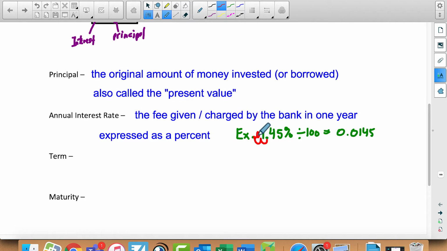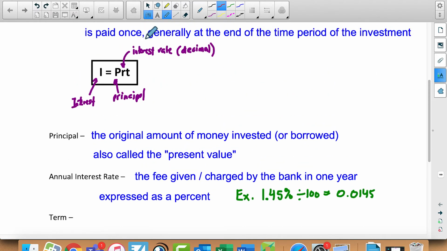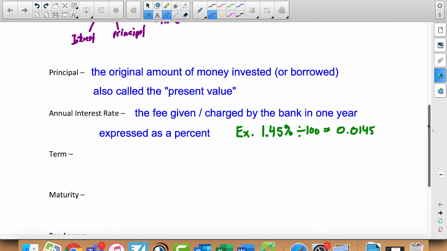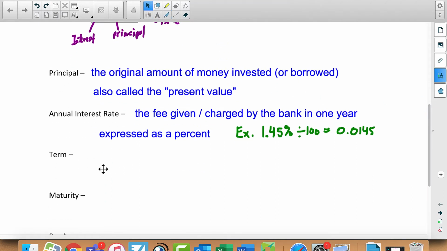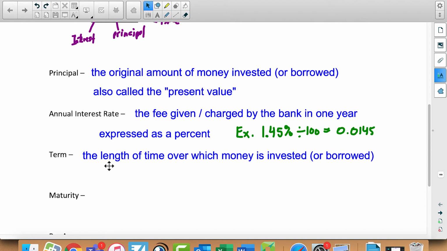So you get 0.0145, just like I wrote there. Alright, so there's our interest rate. And then T stands for, usually we think of it as time. You could also perhaps think of it as term. So let's define term. Term is the length of time over which money is invested or borrowed.